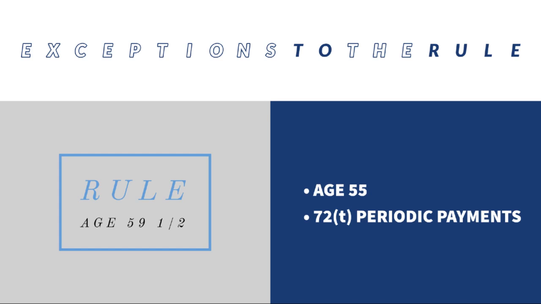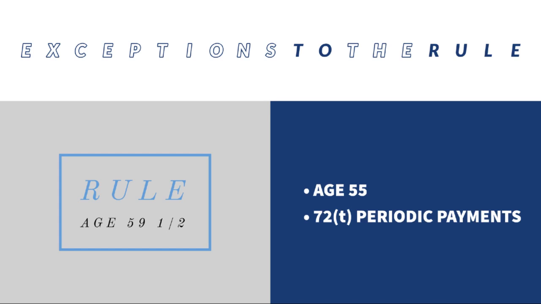But I also wanted to point out briefly there are some exceptions to that rule when it comes to distributions. The first one is age 55, and that is for employer-sponsored plans like 401k or 403b. This rule does not apply to IRAs, or individual retirement accounts. The age 55 rule states that you would not have to pay the early withdrawal penalty of 10% for distributions before age 59 and a half if they are made in the calendar year in which you separate from service and turn age 55 or older.